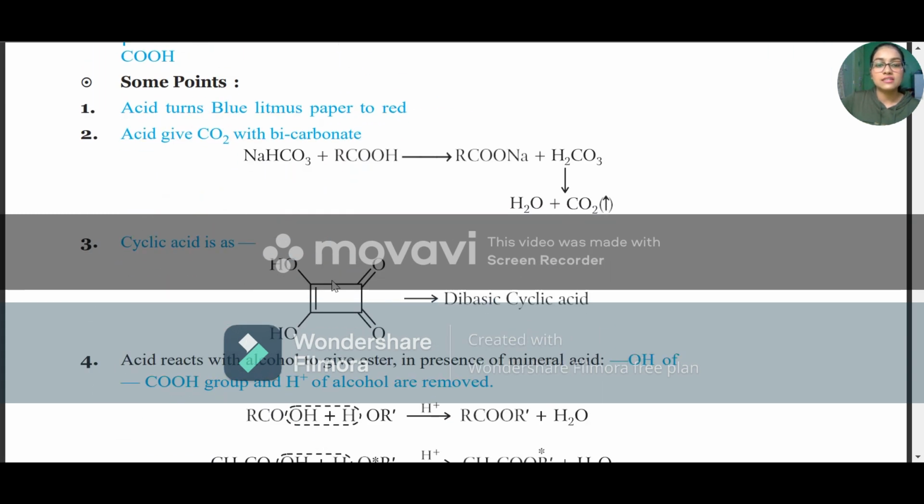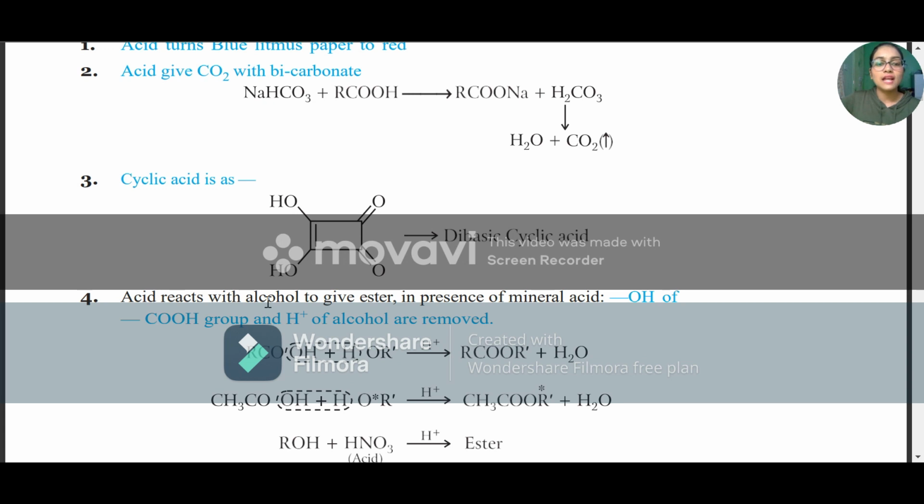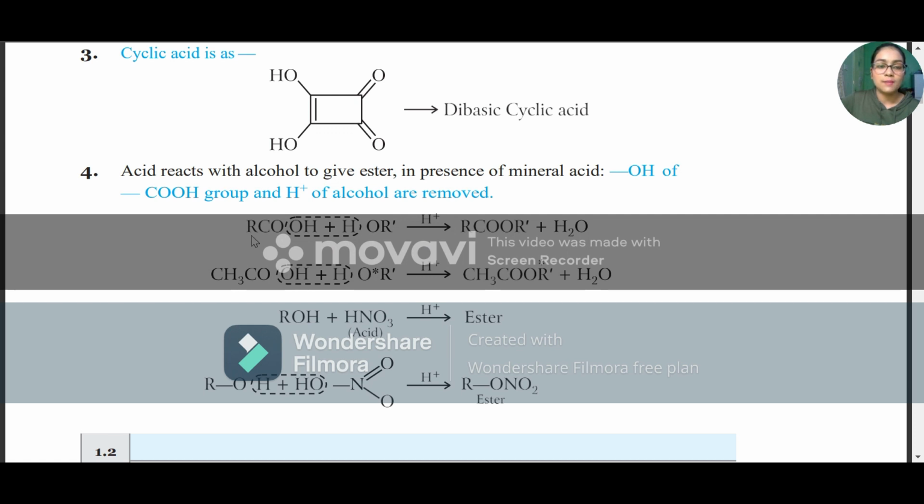Next is oxalic acid. This is a dibasic acid. It can become an MCQ in your exam. Acid reacts with alcohol to give ester in the presence of mineral acid. OH of the COOH group and H of the alcohol group are removed. So let's see an example. This is the acid and this is the alcohol. So OH from the acid and H from the alcohol is removed and this ester is formed.